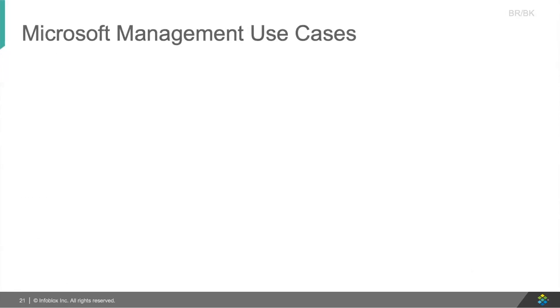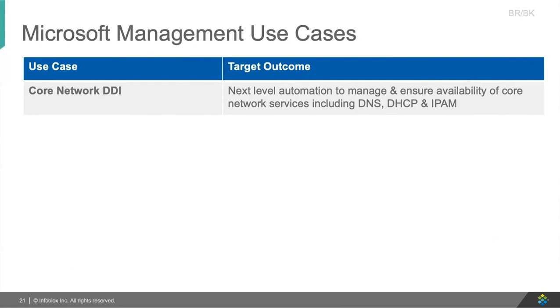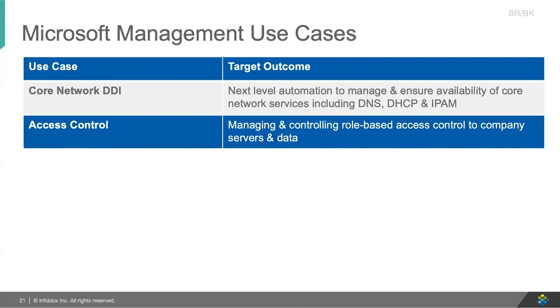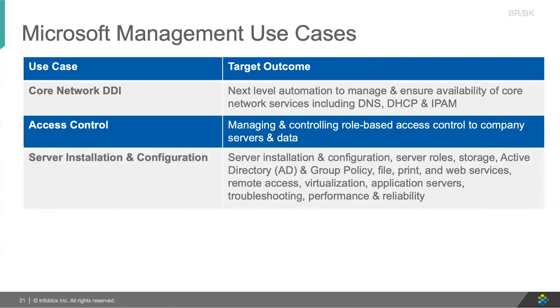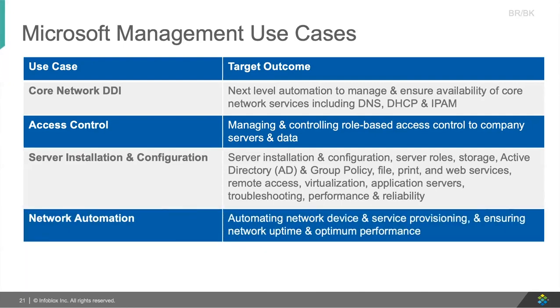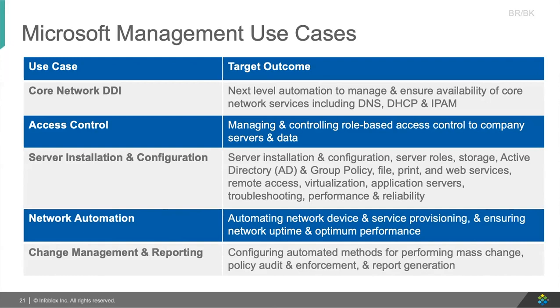Yeah, that's really good. So there are a number of use cases, and I'll just touch on these quickly. Many of these will be familiar to you: core network DDI, a key use case, managing your access control. We have role-based access control to servers and data. Also having the ability to manage server installation and configurations, whether it's printers, web services, whatever the case is, you have that capability. And then network automation, ensuring provisioning, network uptime and optimum performance. And then ultimately you've got change management and reporting. Mass changes can always be a big challenge, and Microsoft Management helps to manage that, to audit your policies, do enforcement, and generate reports when the whole thing is done. So those give you some insights around some of the use cases that we have.